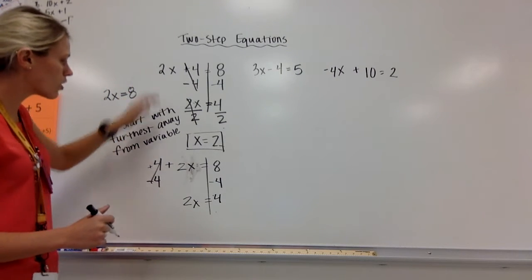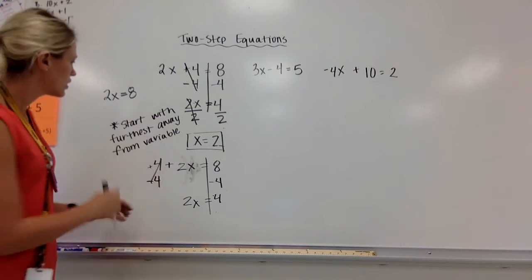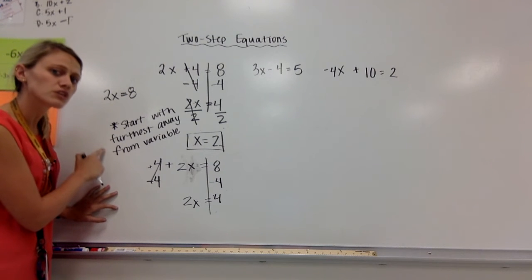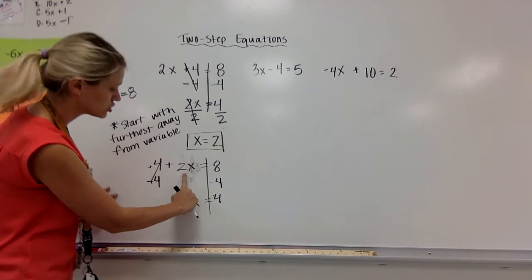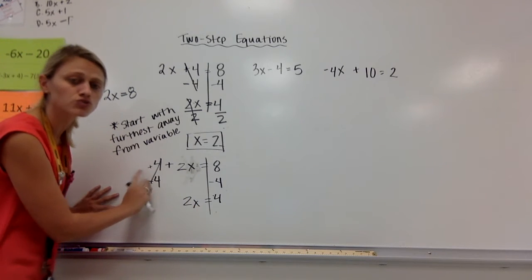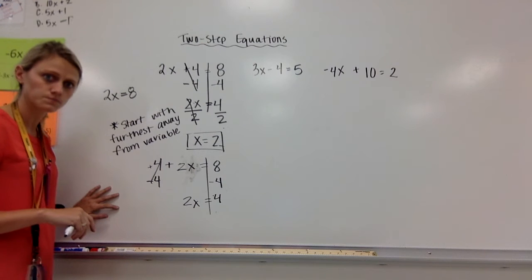Okay? So no matter which way you see it, start with what's furthest away from your variable. Okay, so my x is here, 2's right next to it, 4's way over here, so I'm going to start by getting rid of that 4.